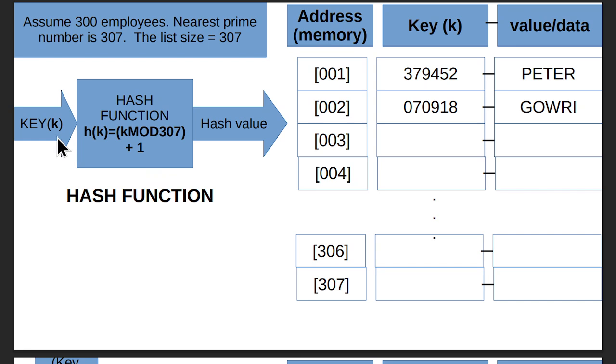Here we have the hash function that takes the key value as input. I'm using modulo division to compute the hash value. This hash value is nothing but the address over here, and I call this a slot. This key value pair is nothing but a slot, and its address is here.